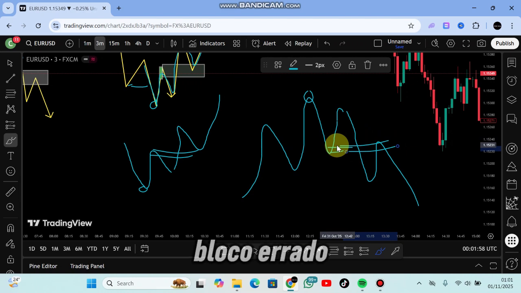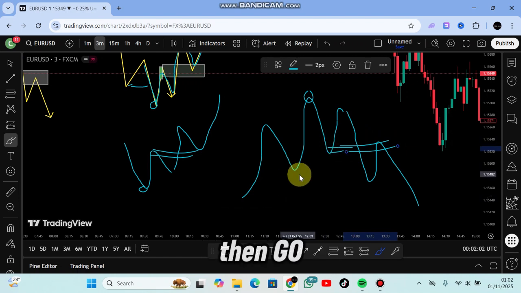I want you guys to go there, practice how to draw this out like I did, then go into the chart and identify as many mitigation blocks as possible.